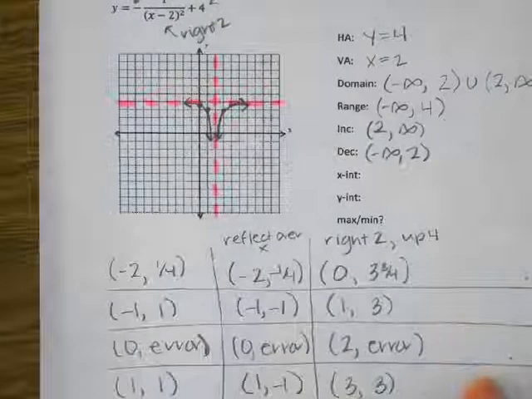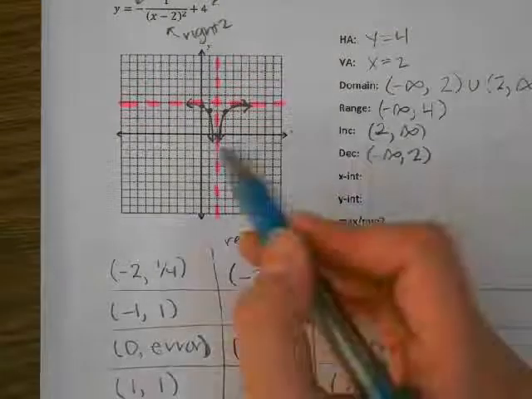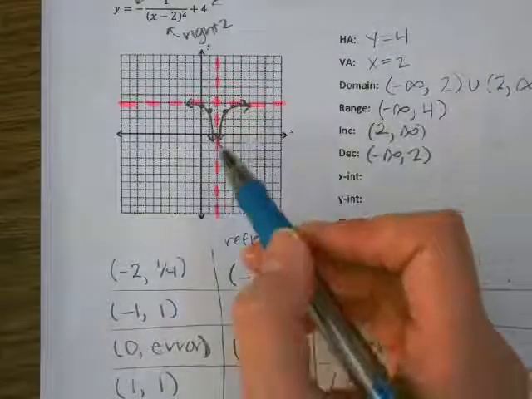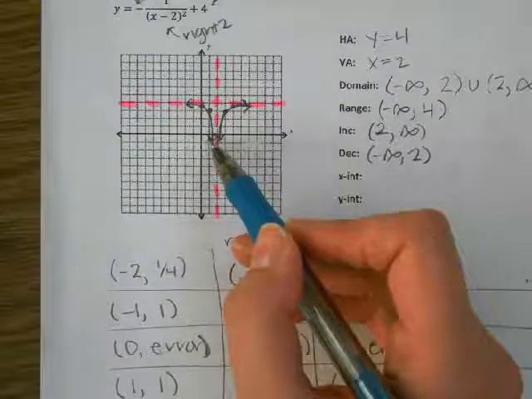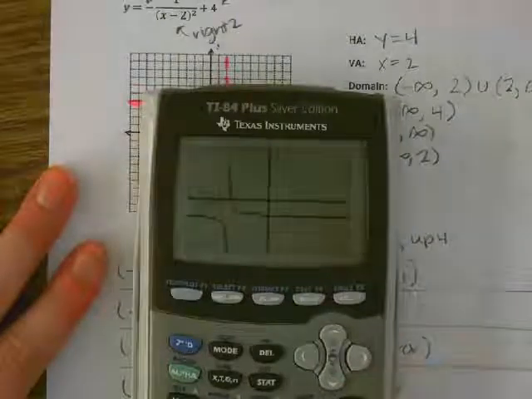And how many x-intercepts do I have? I've got 2 of them, and what number are they really close to? They're really close to 2. One's going to be slightly under 2. One's going to be slightly over 2. All right, so now we've got to graph it.